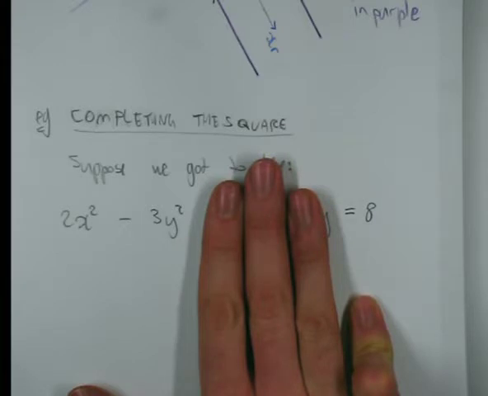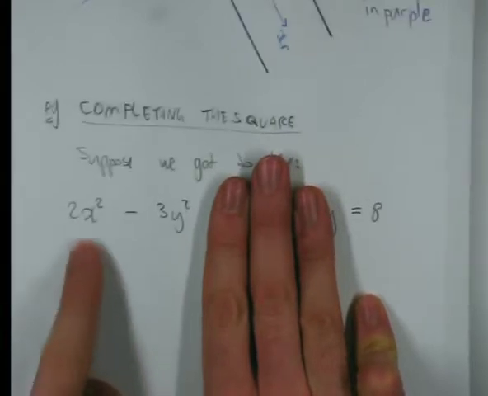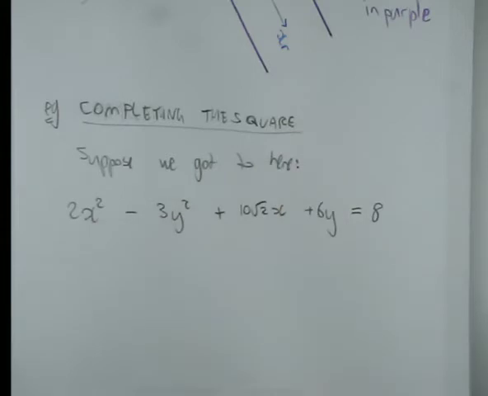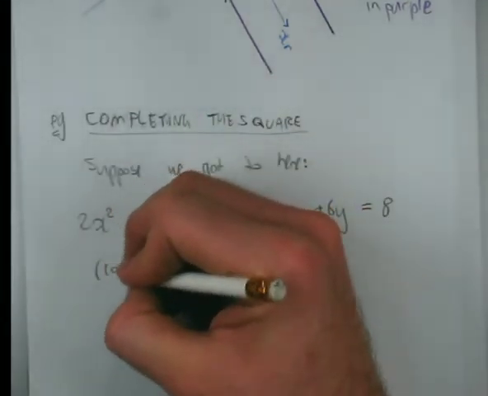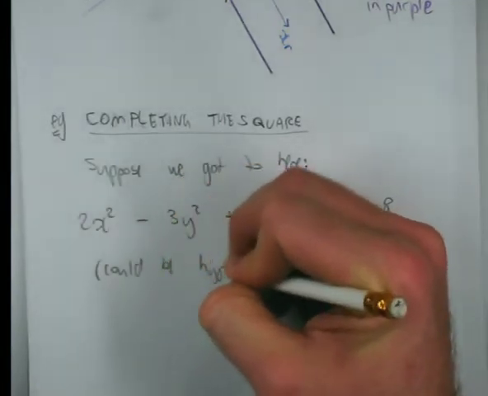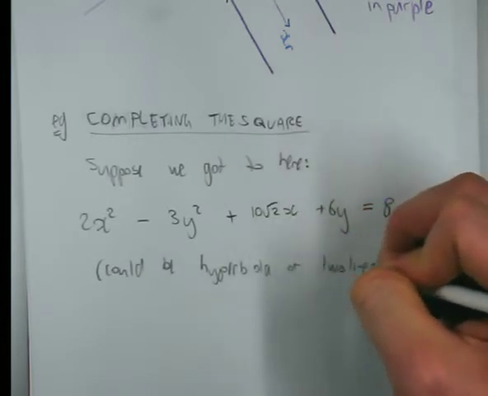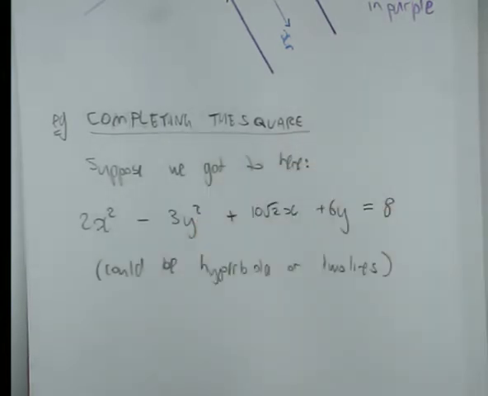Because when I complete the square, it will still have a 2 times something squared here, and it will still have a minus 3 times something squared here. And so once the square is completed, it will be x squared minus y squared equals something. And it all depends what that something is. If that something comes out to be not 0, then it will be a hyperbola. If the something comes out to be 0, it will be 2 lines. So at this stage, I can say it could be a hyperbola or 2 lines. Okay? So it's just good to know that.